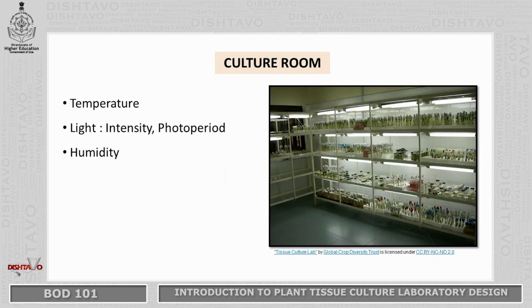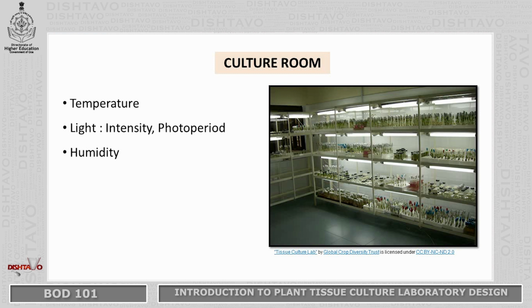Now the last room is the culture room. In the culture room, we keep the culture bottles and culture tubes under controlled conditions for incubation, where the temperature, light and humidity are controlled. The temperature is kept at 25 plus or minus 2 degrees Celsius and the humidity is controlled above 50%.